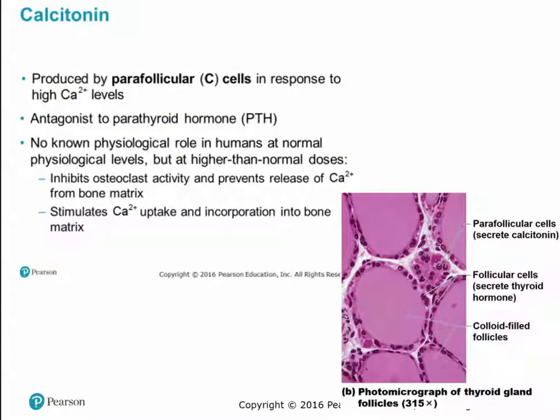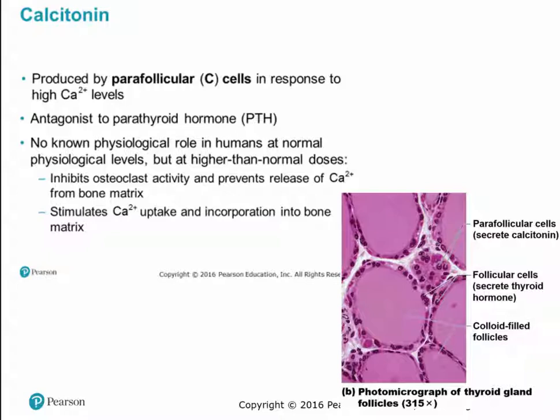The second hormone produced by the thyroid gland is called calcitonin. So calcitonin is produced by these parafollicular cells in response to high blood calcium levels. So this is going to be antagonistic to parathyroid hormone. So when calcitonin is released at higher than normal levels, it can work to inhibit your osteoclast activity and prevent release of calcium from the bone matrix.